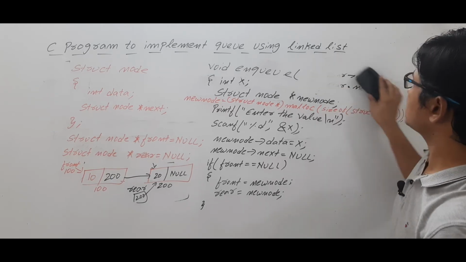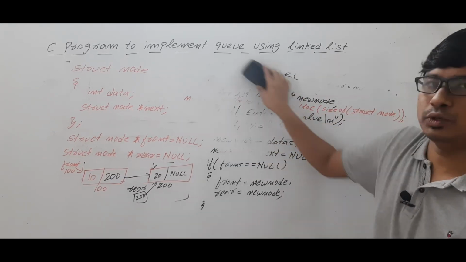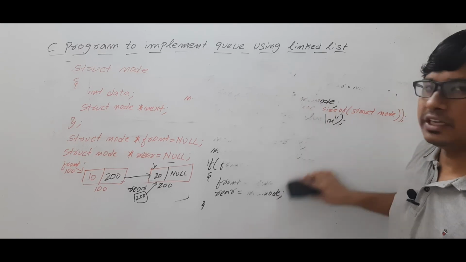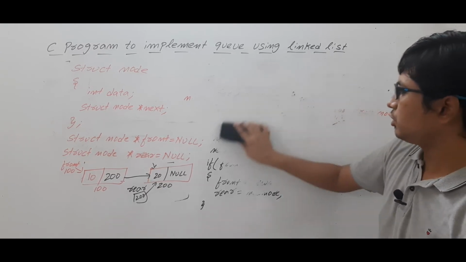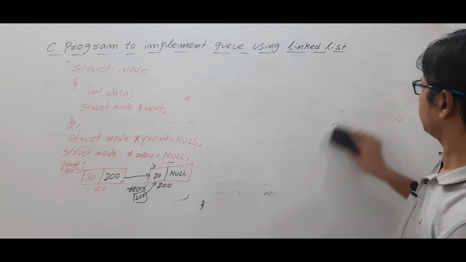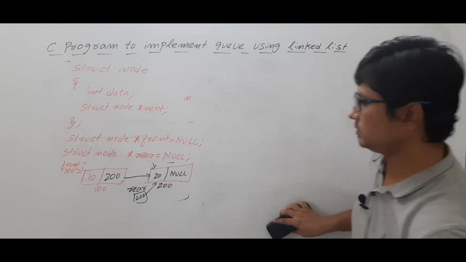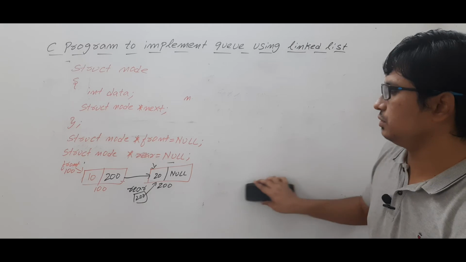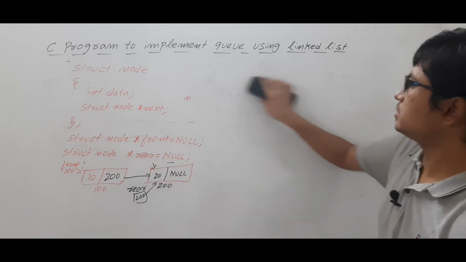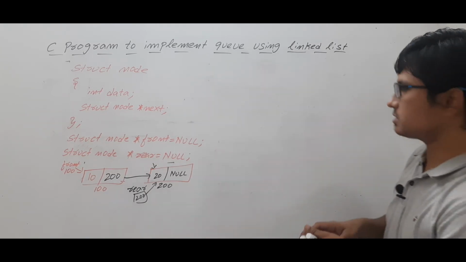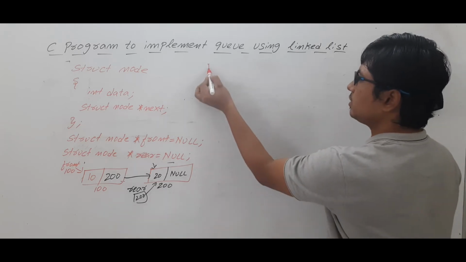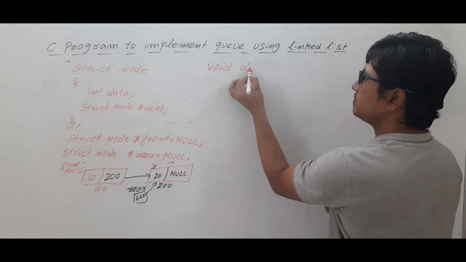Now let me discuss the dequeue operation. Dequeue operation is nothing but deleting an element from the queue. Now front is equal to 100 and rear is equal to 200, so there are some elements there. Let me write the dequeue function.